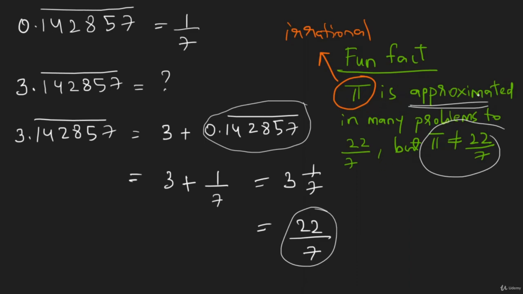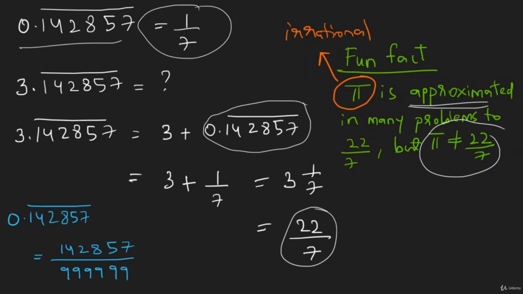Now just a side fact, if you want to find 0.142857 bar in the form p by q, if this was not given, how would you approach it? You can see that the whole decimal section is getting repeated. So you have 1 2 3 4 5 6 digits that are repeated. So your answer would be 142857 divided by 6 nines.